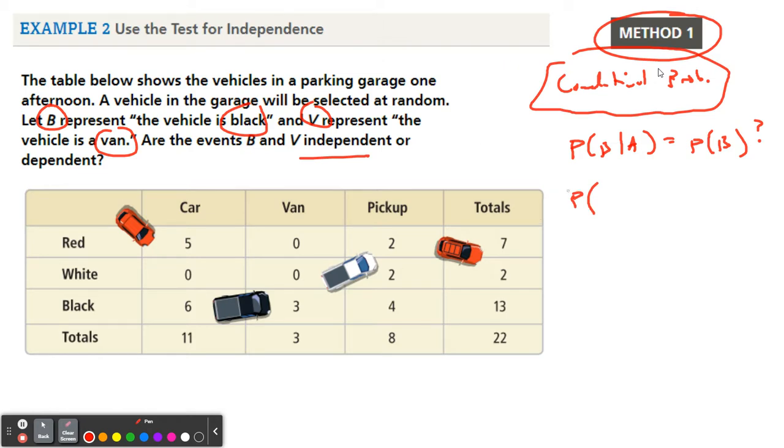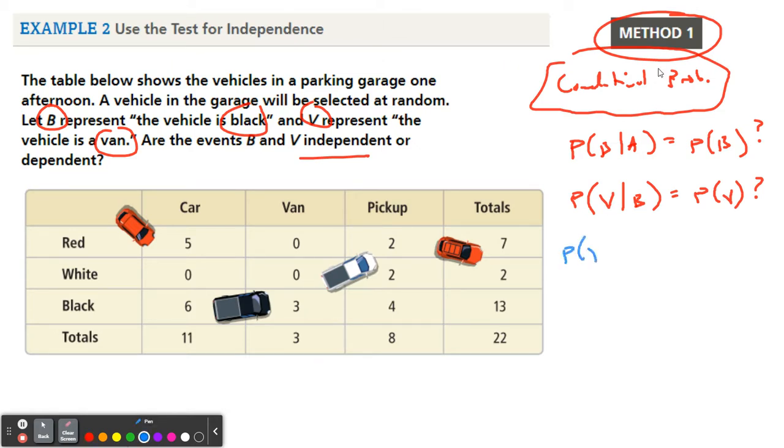Let's just go in order. Find the probability of V being a van given that we're black, and compare that to the probability of being a van. And see, are these two equal? Again, it doesn't matter what order, but whatever comes first here, that's the probability you find over there. All right, so let's do these two independently.